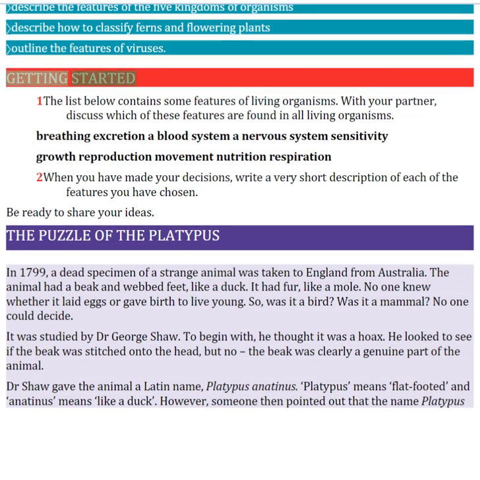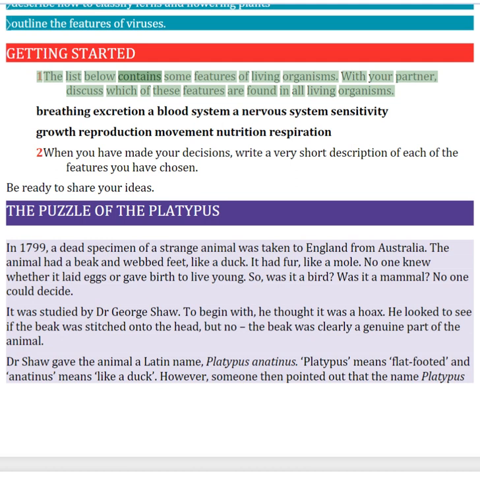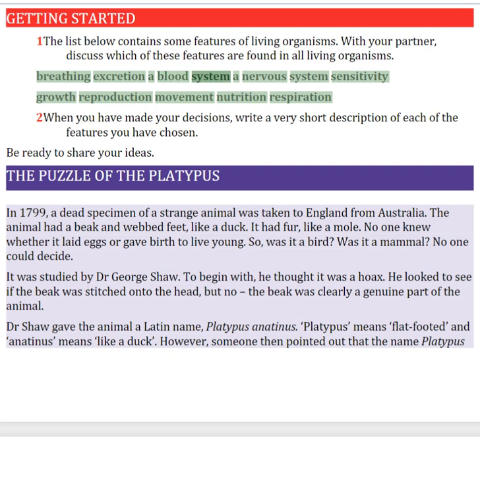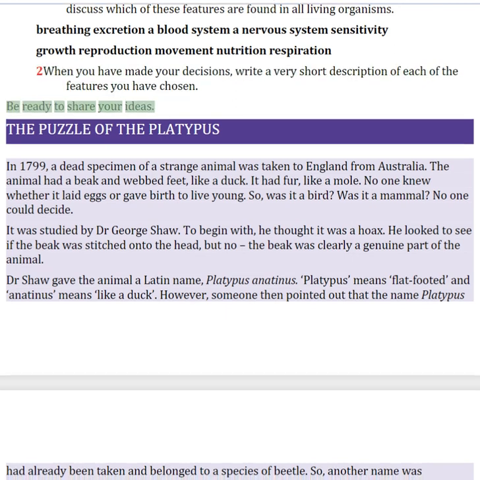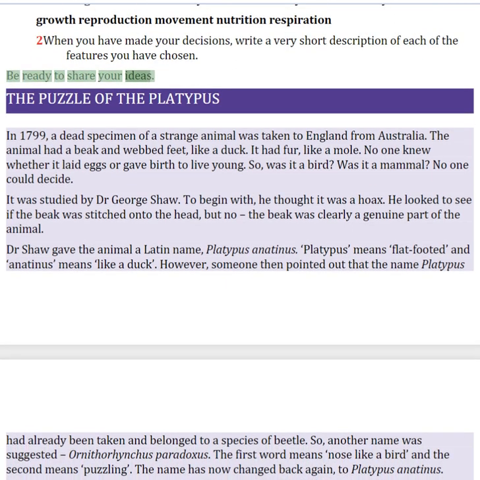Getting started. 1. The list below contains some features of living organisms. With your partner, discuss which of these features are found in all living organisms. Breathing, excretion, a blood system, a nervous system, sensitivity, growth, reproduction, movement, nutrition, respiration. 2. When you have made your decisions, write a very short description of each of the features you have chosen. Be ready to share your ideas.